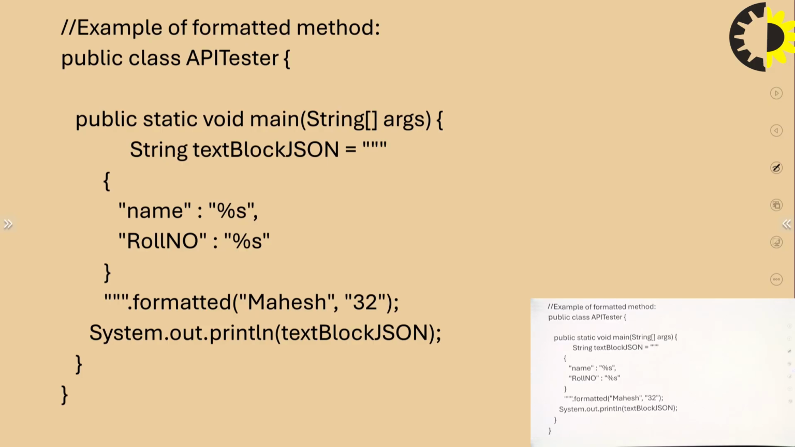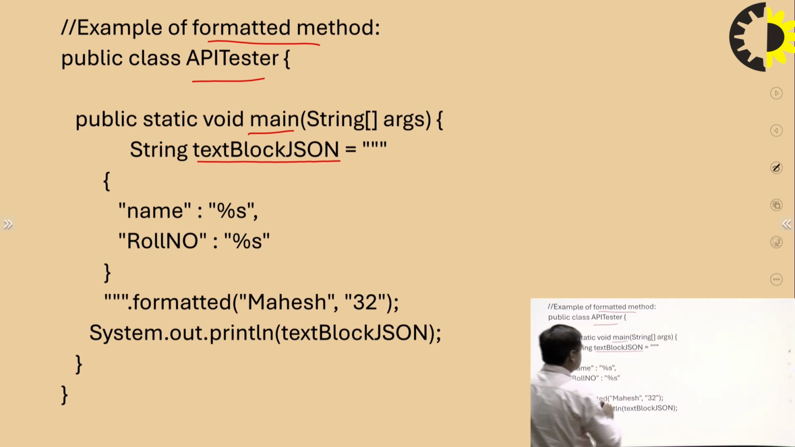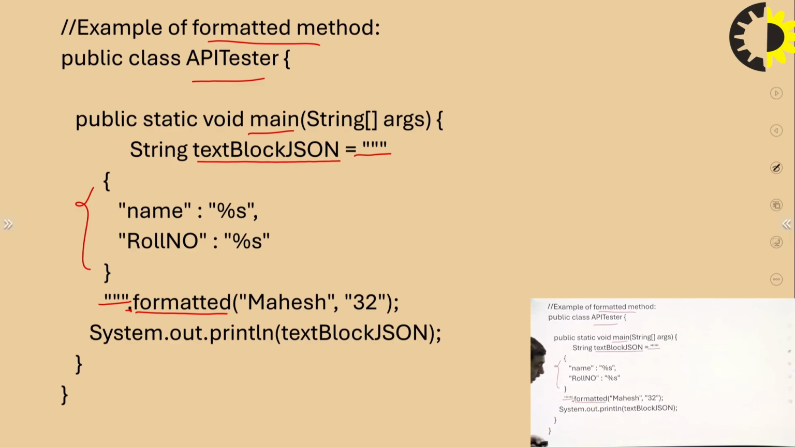One example for the formatted method. So we have a class APITester, then the name of the method is the main method, and we have created a text block string, that is, the name of the text block string variable is textBlockJSON, and again we are using three double quotes with a new line. So three double quotes, we have a new line, end of three double quotes, and this is the data given. Now very important, just see the dot here, and we apply the formatted method. It is possible at the time of creation, you can use the dot here.